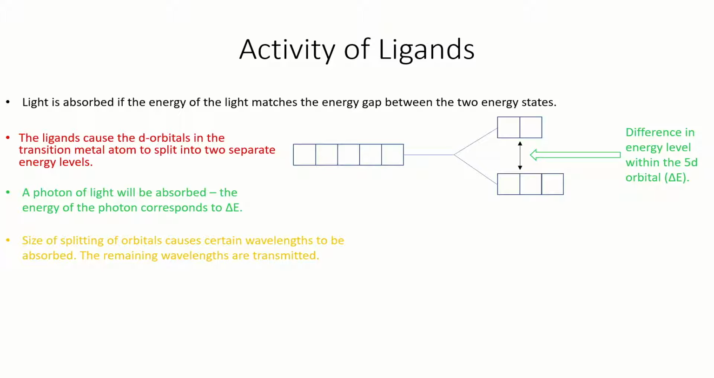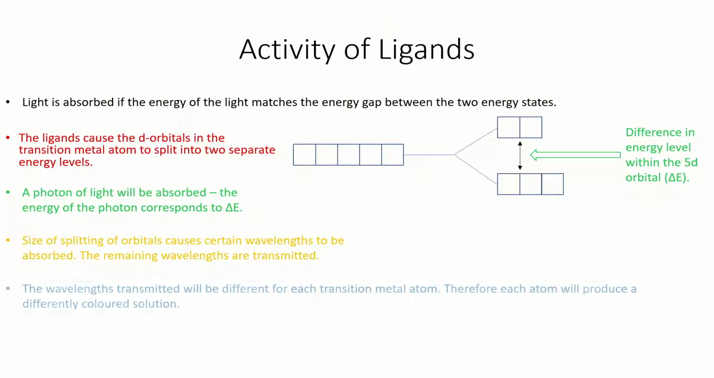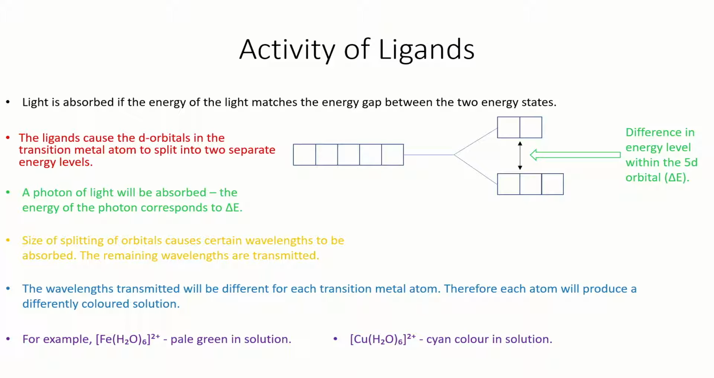The wavelength of light absorbed depends on the energy difference between the two levels, and so will be different for each transition metal atom. Therefore, this will result in differently colored solutions for different transition metal atoms. This allows us to identify the metal atom in the complex. For example, an iron complex with 6 water molecules attached as ligands is a pale green color in solution. A copper complex, also with 6 water molecules attached, is a blue color in solution.